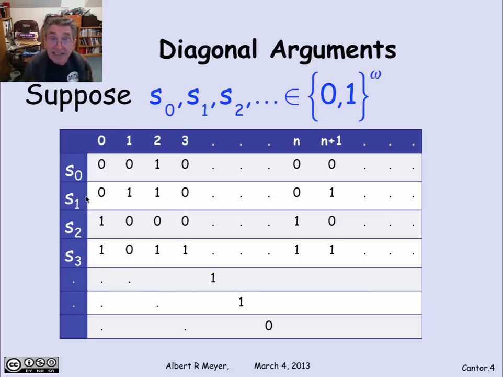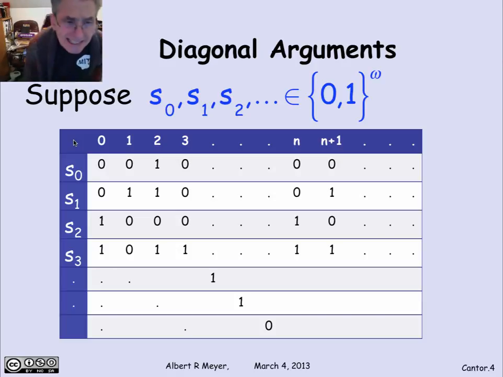S1 is the next infinite binary sequence in this hypothetical list. And it starts 0, 1, 1, 0, and goes on, and so on down the line. So the row labels are this enumeration of binary sequences, and the column labels are coordinate labels, and this is a matrix that's infinite to the right and infinite down, but it definitely has an upper left corner.